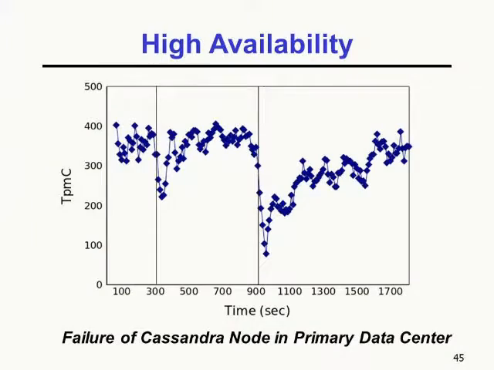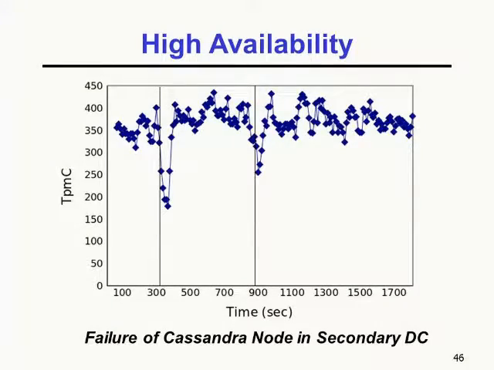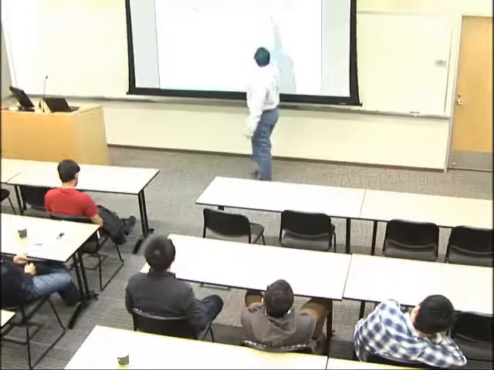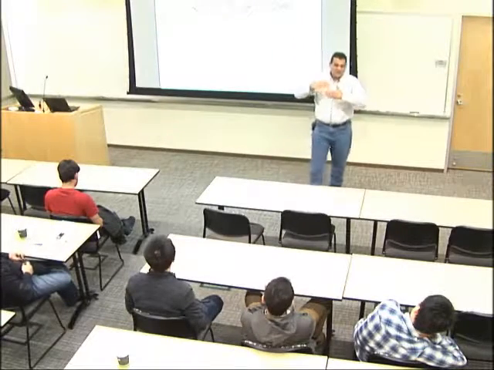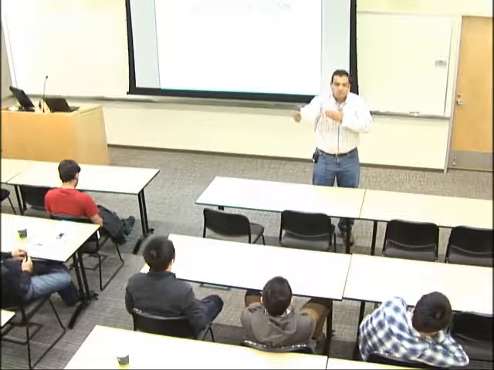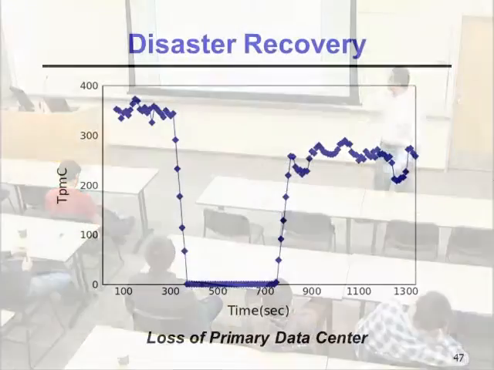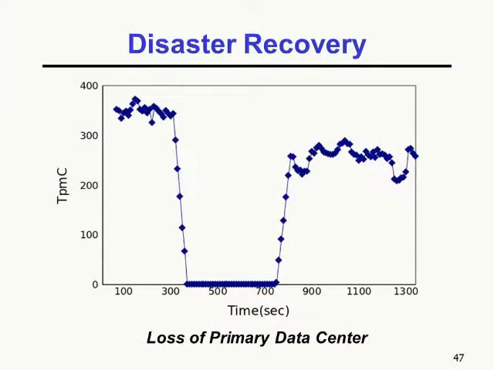So availability, I showed you what happens when a Cassandra node in the primary data center fails. This is what happens when a Cassandra node in the secondary data center fails. You don't see as much of a performance hit because the node in the secondary data center is not on the critical path most of the time. Now, here's what happens when we completely lose the primary data center. And here the story is not as nice.